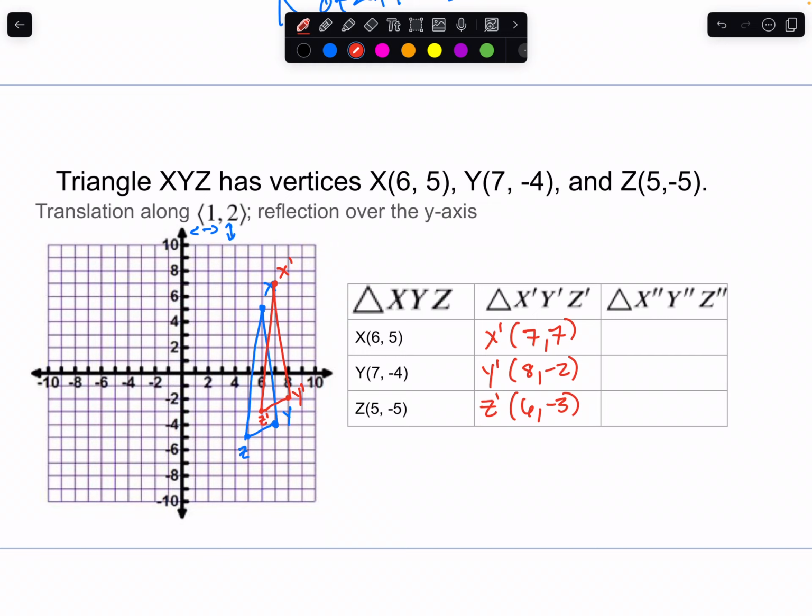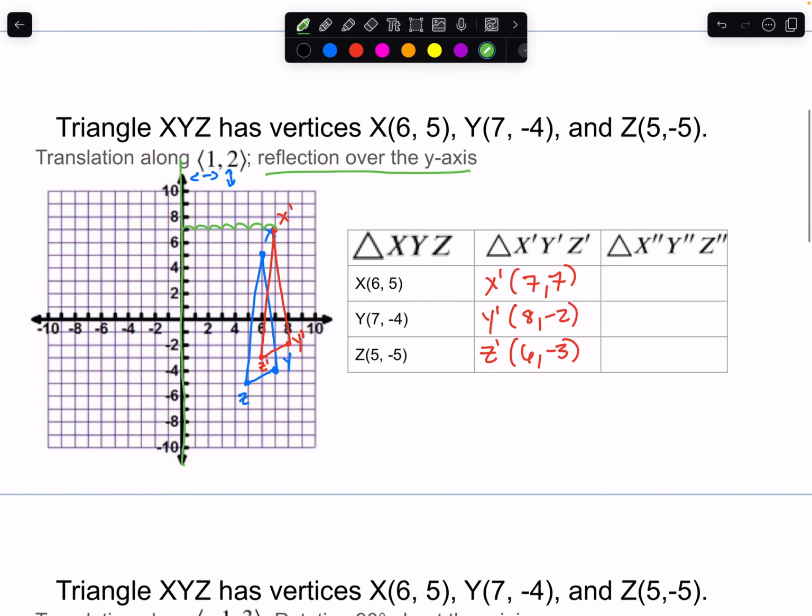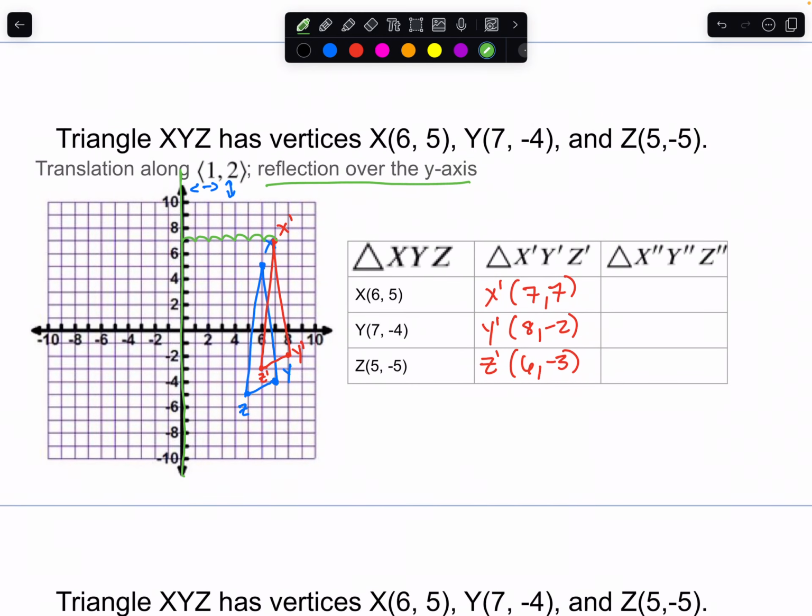Once we've done that, our goal is to reflect it over the y-axis. So I'm going to use this as my line of reflection. Visually, I'm going to count how far away I am from the line. 1, 2, 3, 4, 5, 6, 7. I'm 7 spaces away, so I'm going to go 7 in the exact opposite way. 1, 2, 3, 4, 5, 6, 7.